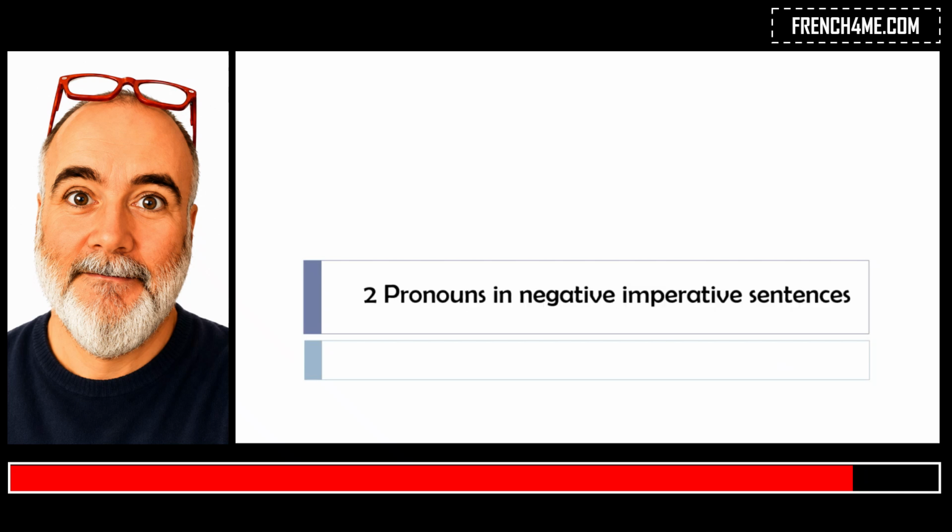In this short lesson, we'll see together a few sentences in which you will have two pronouns, and it will be interesting because they will be in the negative imperative form, and so you can see that it's a bit tricky. So, five sentences to see how it works. Okay, so let's start.